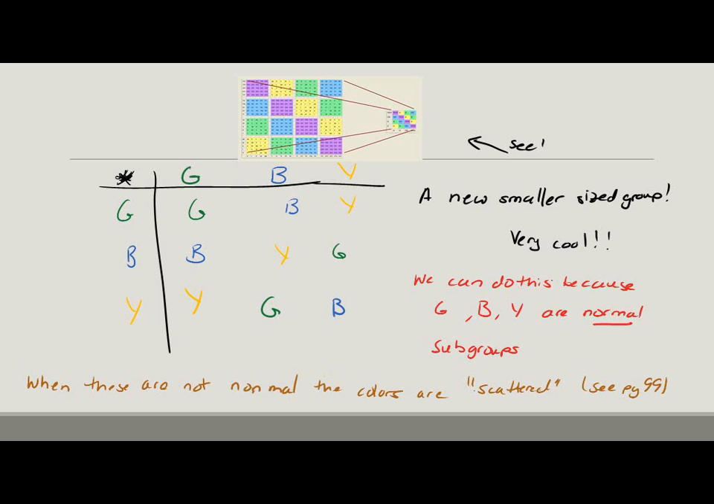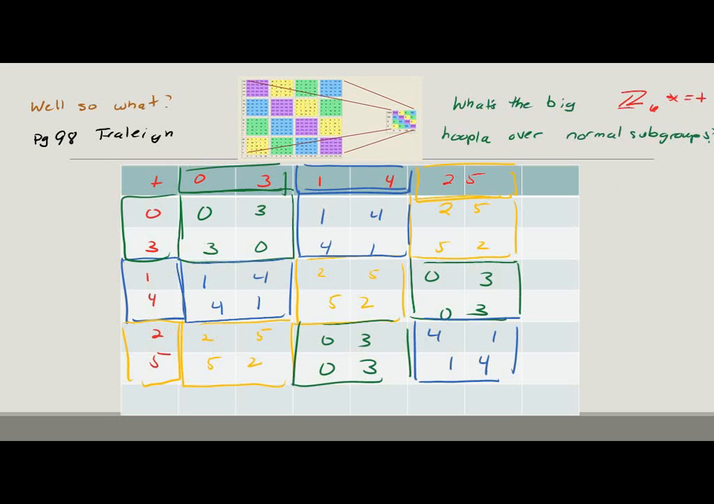When these are not normal subgroups that you're working with, the colors are scattered. The subgroup they're using as a generator, I believe, is 0-3 here. And they have a picture on page 98 where they try to do the same thing. So over here in this first one, 0-3 in Z6 is a normal subgroup. 0 plus 0 is 0, 0 plus 3 is 3, 3 plus 3 is 0. So it's a self-contained subgroup, it's a cyclic subgroup.